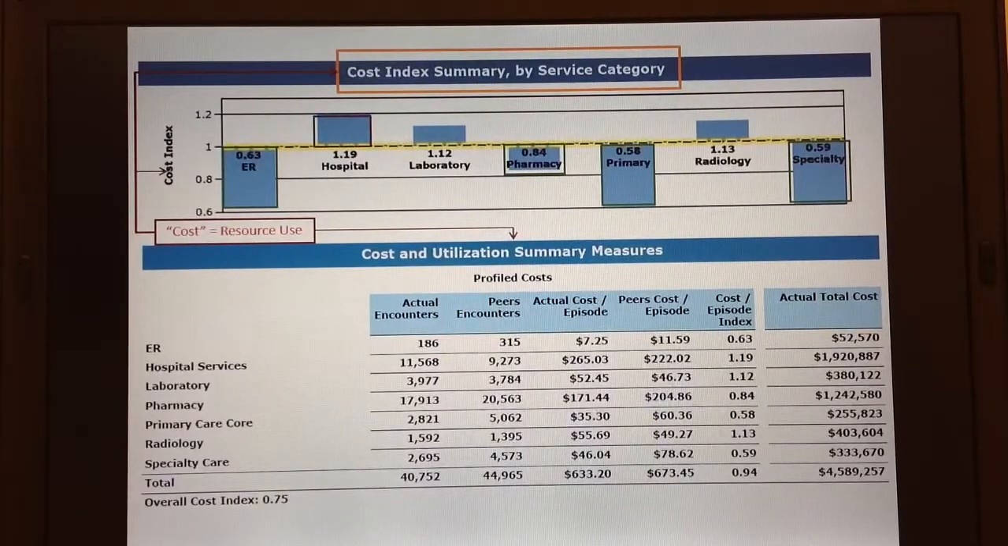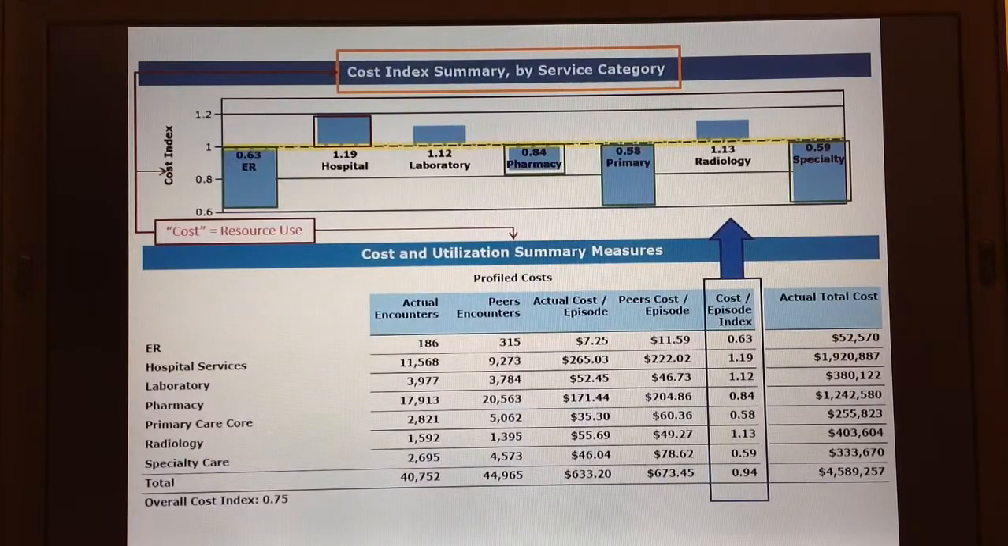Conversely, a bar above the 1.0 line indicates the practice group utilized more resources than the peer group average in those categories, and in some cases, significantly more. In this report, hospital services resource use index was 1.19, indicating a 19% higher than peer group average resource use. The next section, Cost and Utilization Summary Measures, displays a tabular summary of overall encounters and resource use by profile service category, comparing the actuals of the practice group to the peer group overall, again, for the same mix of episodes. The cost index per episode column in the table corresponds to the bar chart above.